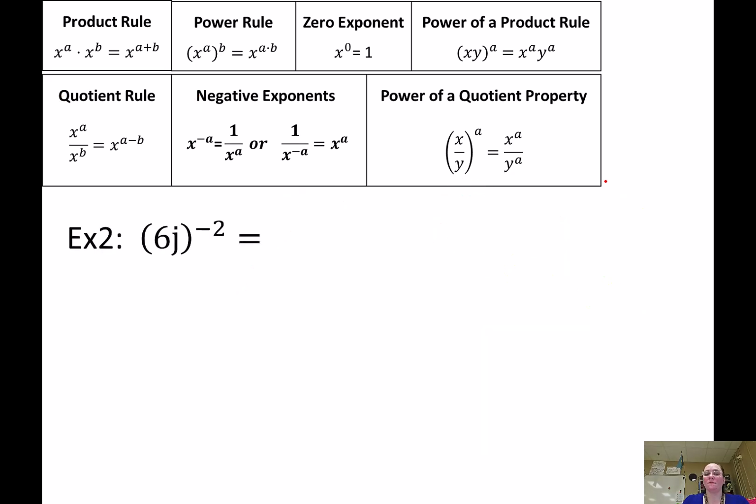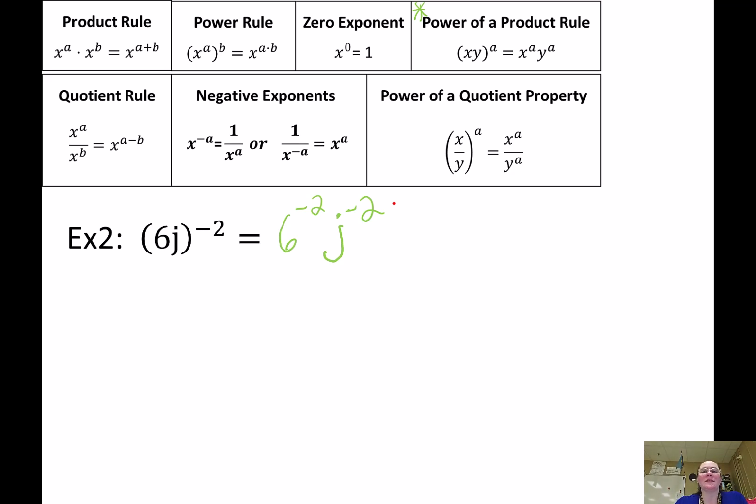All right, let's look at another one. So in this one here, I've got 6j to the negative 2 power. Right off the bat, there's nothing in the parentheses I can simplify, so I'm going to start with my power of a product rule. We will get to the negative. This just tells me that everything in my parentheses gets the power that is on the outside. So I get 6 to the negative 2, j to the negative 2.